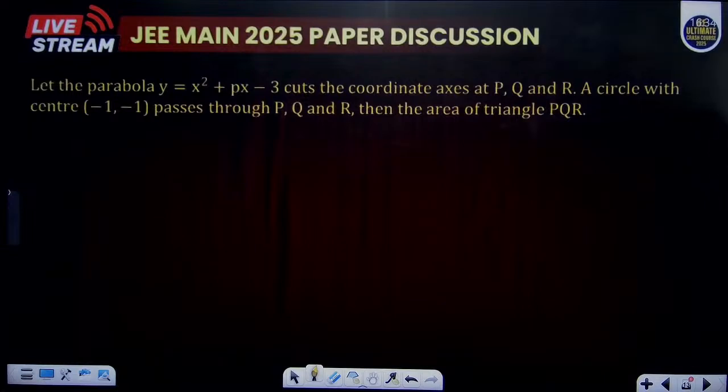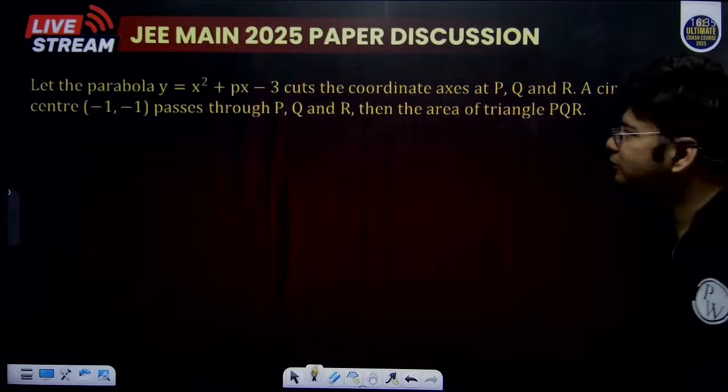Let the parabola y = x² + px - 3 cut the coordinate axes at P, Q and R. A circle with center (-1, -1) passes through P, Q, R. Then the area of triangle PQR is. Let's try to solve this question.